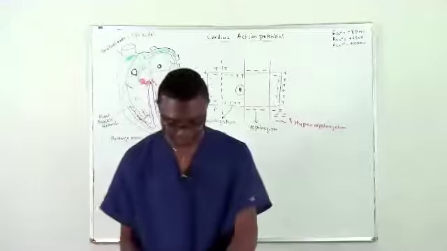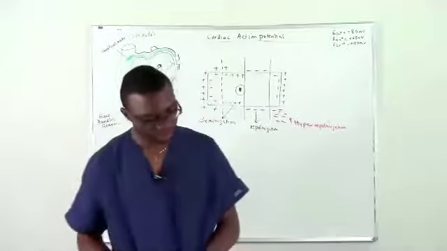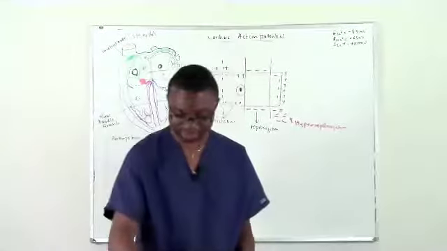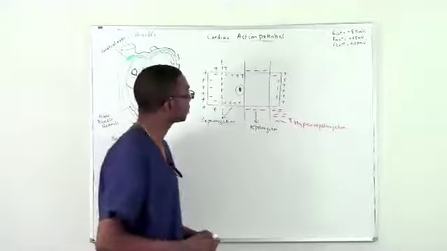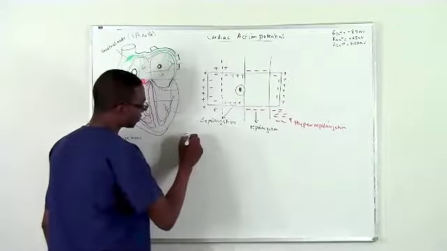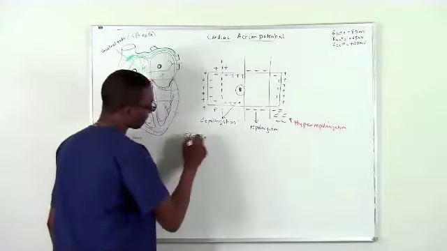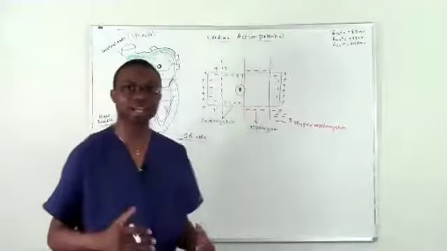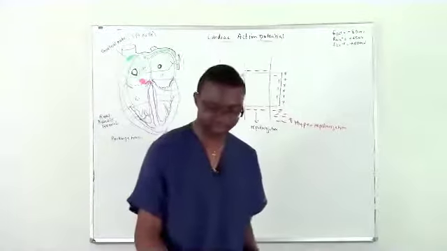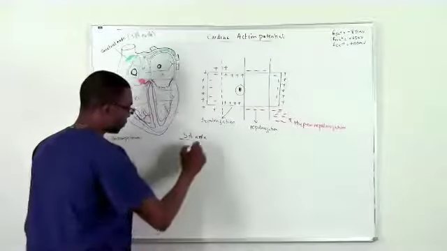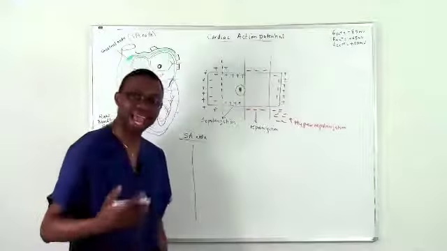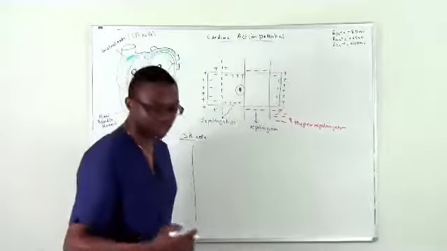Now, let's go back and talk about the SA node. Now, the SA node has its own cardiac action potential, which I'm going to draw on the board. And this is what it looks like. If you are to measure how the SA node is depolarizing and repolarizing, this is what it looks like.